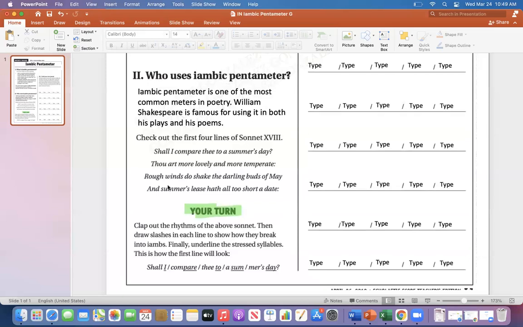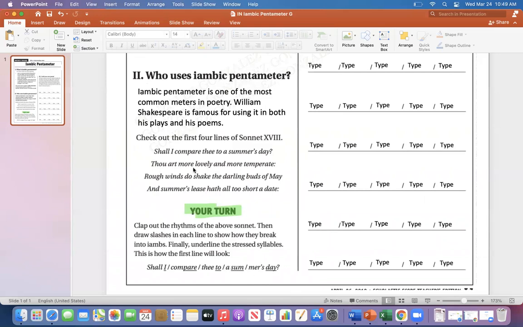You see how it's broken down in different ways. So right here is my example. Shall I compare thee to a summer's day? And notice summer is split up because it's split up according to the foot or feet in the iambs, the way that it sounds, and not the words themselves. So you have to look at it differently, right?